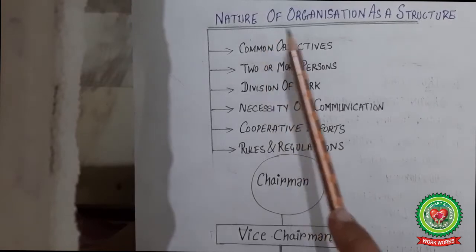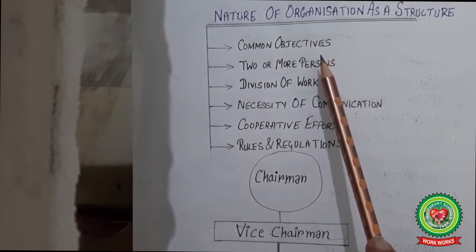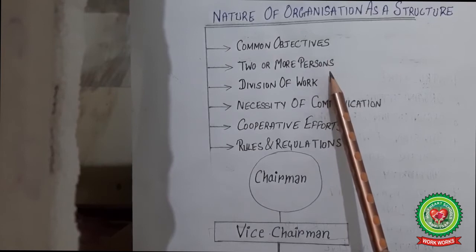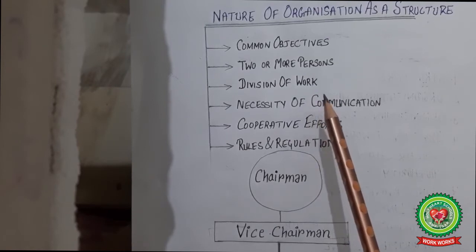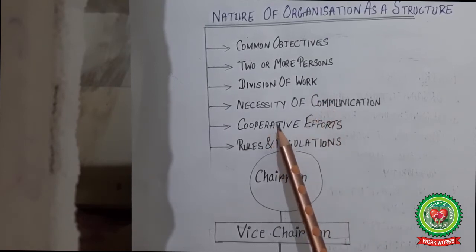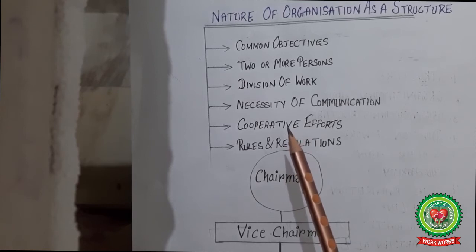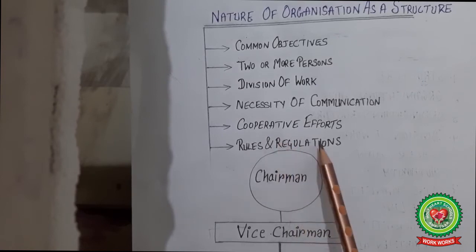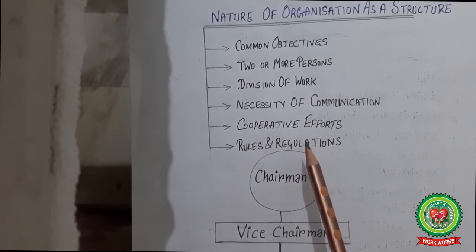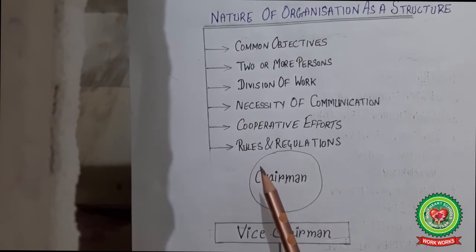When we talk about the nature of organization as a structure, first is common objectives. Every organization should follow the structure for achieving the common objectives. In this, two or more persons are involved and the work is split into different units and every unit is granted a head. There is necessity of communication when a structure is designed, because if a gap is there, if conveying of messages is not clear, then there is no possibility of smooth flow of business. Moreover, cooperative efforts are put in by the organization as a whole. So when the organization frames a structure, it is based on certain rules and regulations.